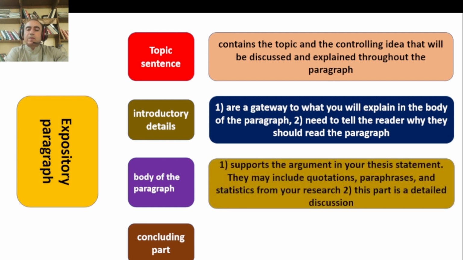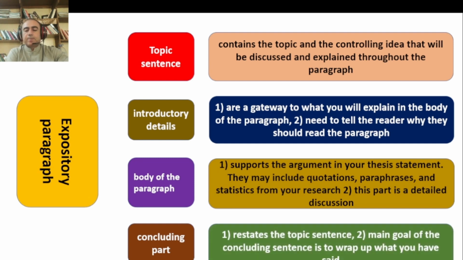And then the body of the paragraph contains the explanation. This is the longest part of the paragraph. It supports or explains the thesis or the topic statement that we made, and this part might include quotations, paraphrases, statistical data, examples, and testimonies from experts. That is included in the body of the paragraph, and it explains the argument further. And the concluding part concludes the whole debate in a single sentence if it is a single paragraph case.